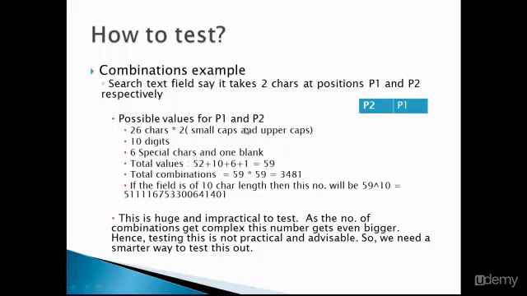Now the possible values for P1 and P2 could be, P1 can have 26 characters, and they can either be small caps or upper caps. Then each one of them can have 10 digits, and again each one of them can have 6 kinds of special characters and a blank character. So if we add up just these possible values, it will be 52 plus 10 plus 6 plus 1, that makes it 69, and the total combination of filling up these P1 and P2 would be then 59 into 59, that is 3481. Now this is a very simple thing, that we have two fields.